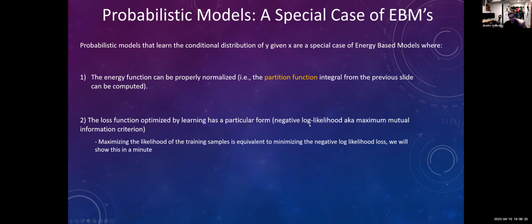Over the next several slides, we're going to start off with the maximum likelihood objective, and show how it implies the negative log likelihood loss, and how, when you use that to train your energy-based model, that objective causes the energy function to take shape.